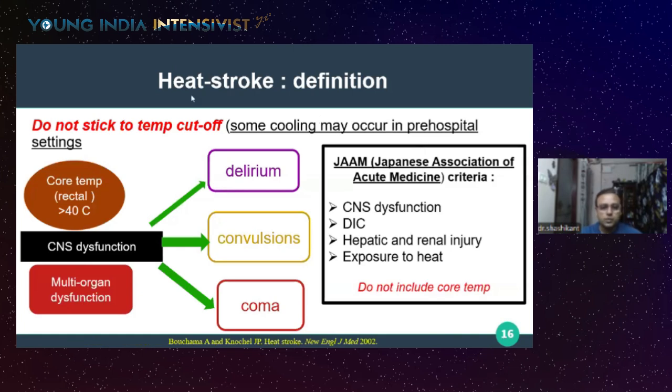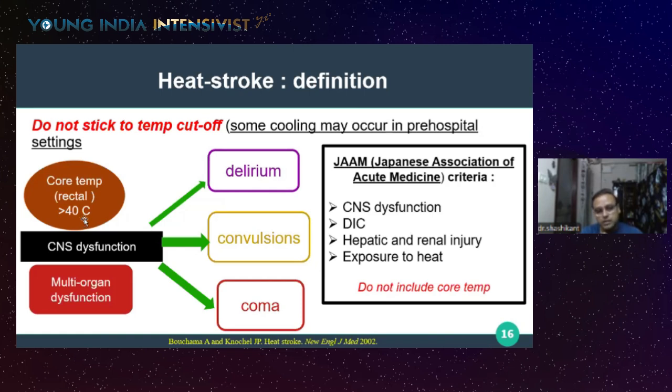So coming to the definition of heat stroke, it requires three components: the core temperature, and in heat stroke it is recommended to measure the rectal temperature. It should be more than 40 degrees Celsius, along with CNS dysfunction that includes delirium, convulsions, coma, and multi-organ dysfunction. This definition was given by Bouchama et al. in 2002. Another society, the Japanese Association of Acute Medicine, gives slightly different criteria that include CNS dysfunction, similar to the definition given by Bouchama et al., DIC, hepatic and renal injury, and exposure to heat. The difference is they do not include the core temperature, while the original definition includes a temperature cutoff of more than 40 degrees Celsius.